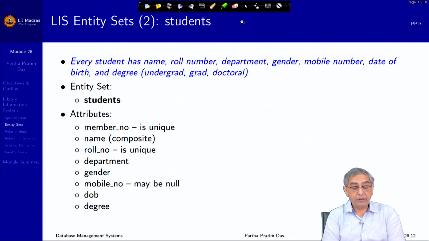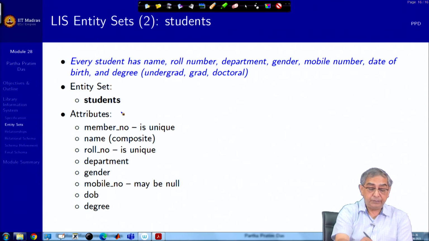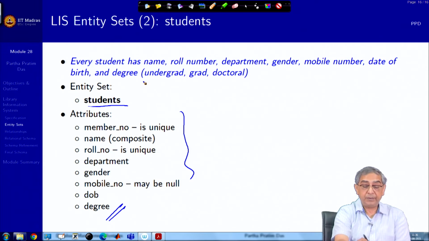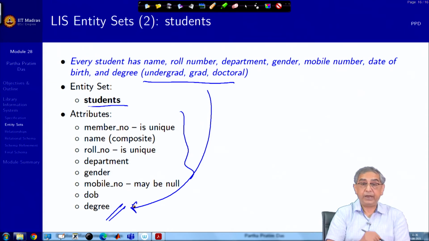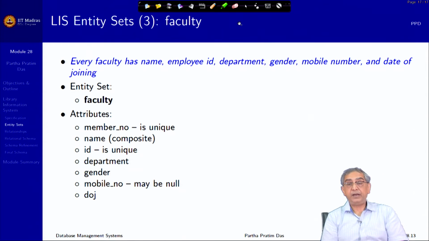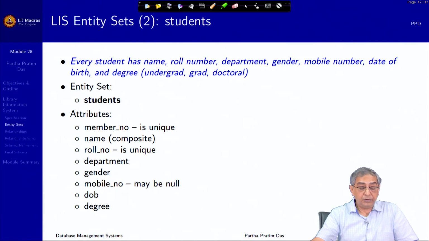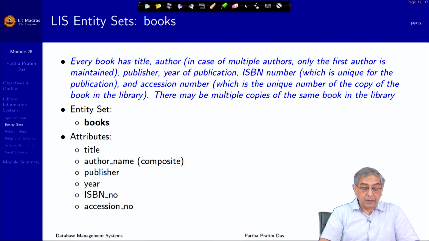You have students, an entity set having all these different attributes, and you have a value constraint on this coming from here, which you will have to remember to take care of in the later part of the design. Very simple, as you see. There is a faculty, there is nothing specific to mention, except that again name is a composite one.